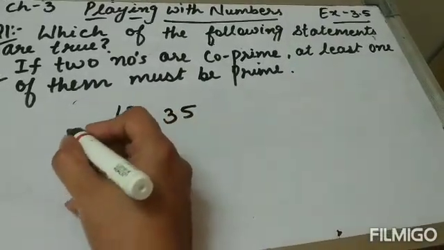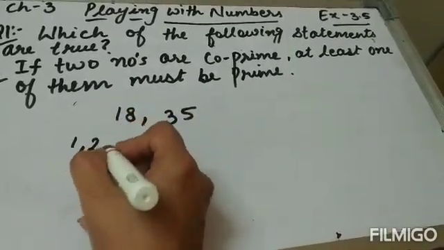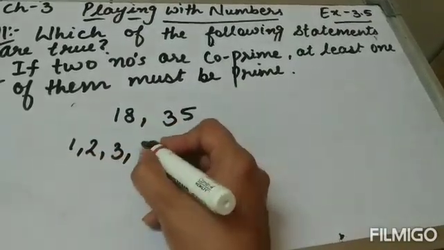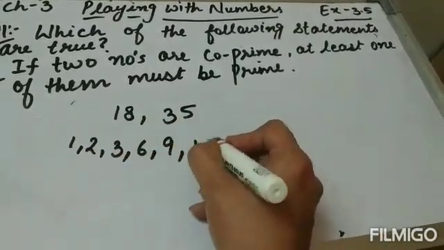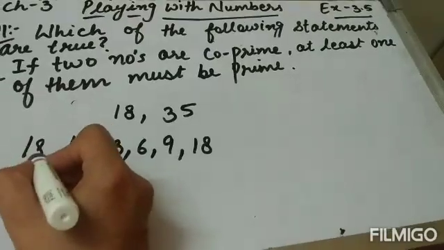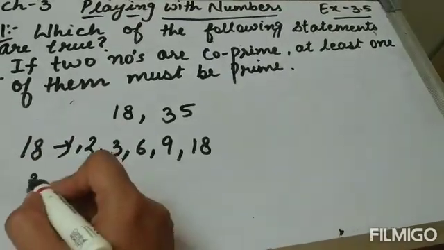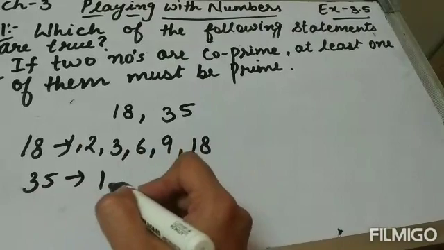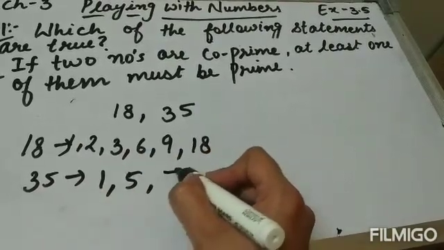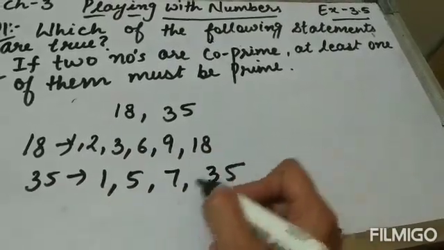Factors of 18 are 1, 2, 3, 6, 9 and 18. These are the factors of 18. And factors of 35 are 1, 5, 7 and 35.